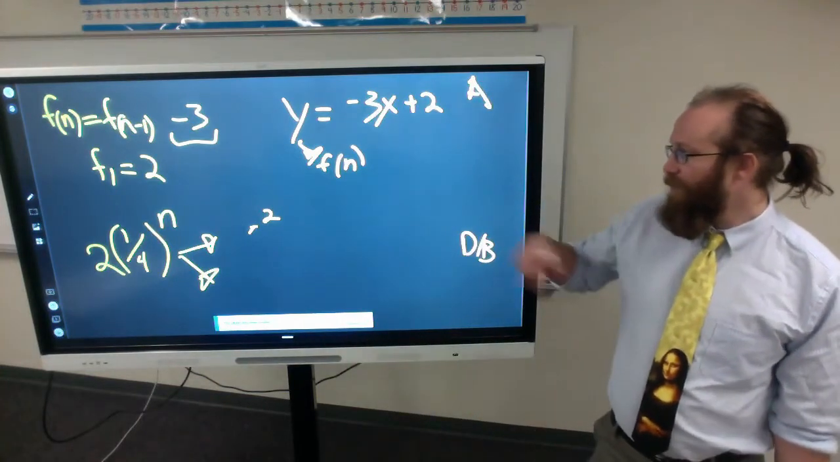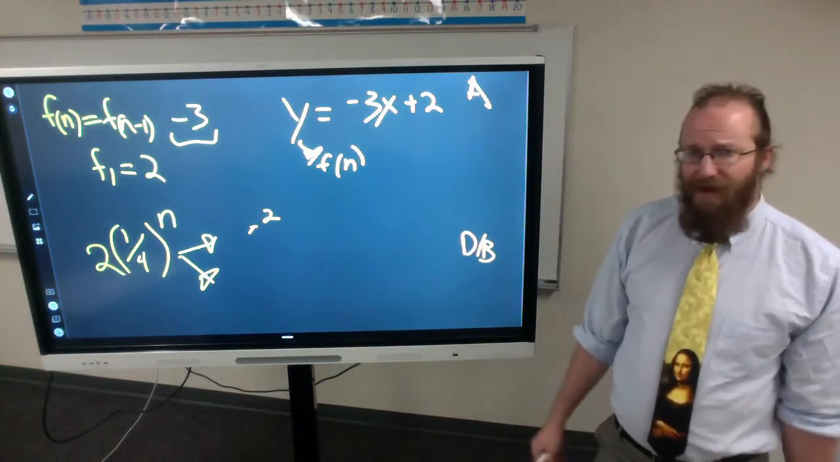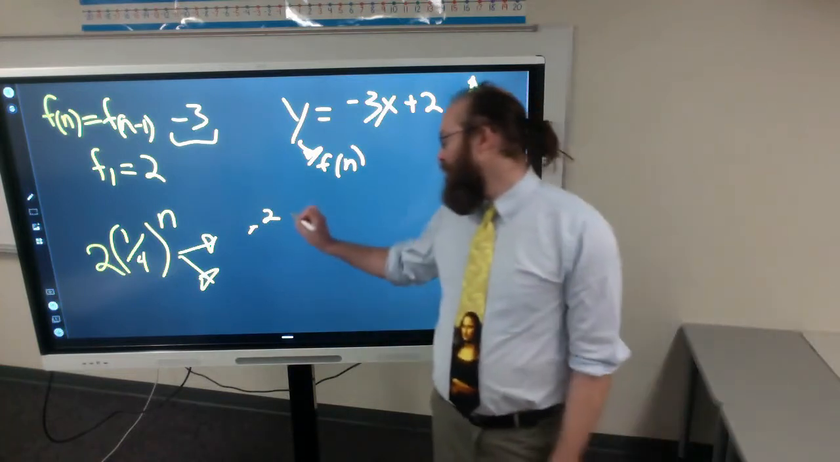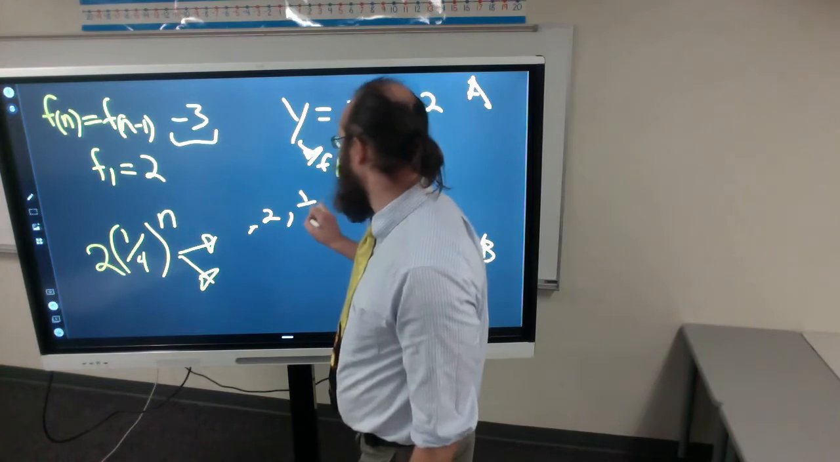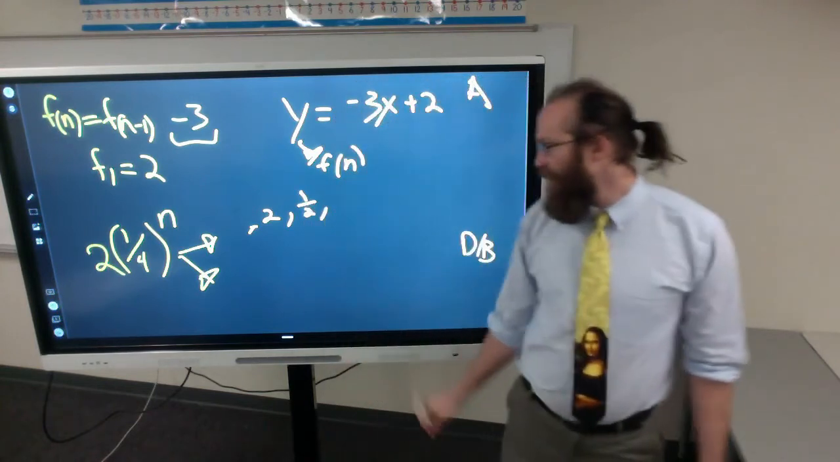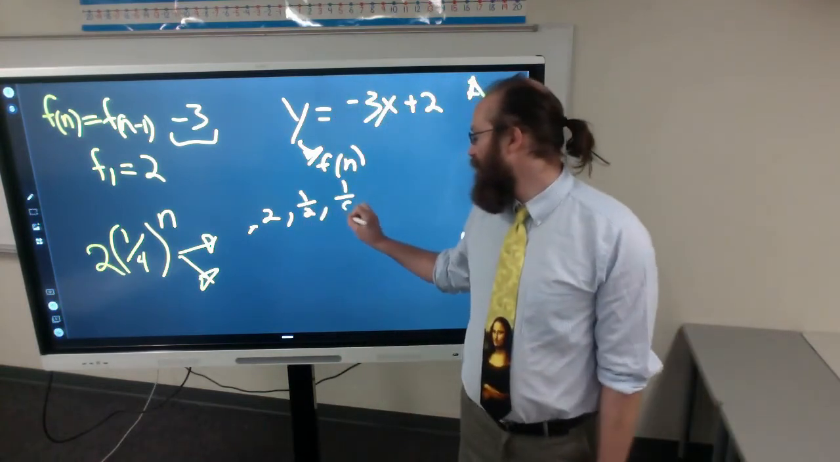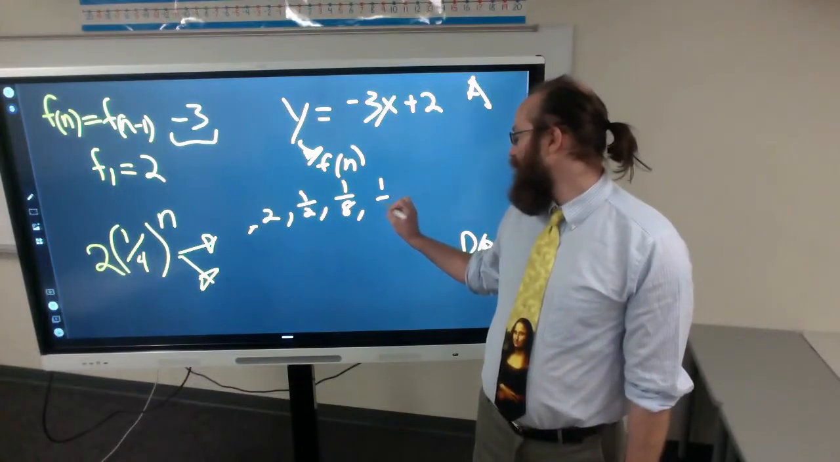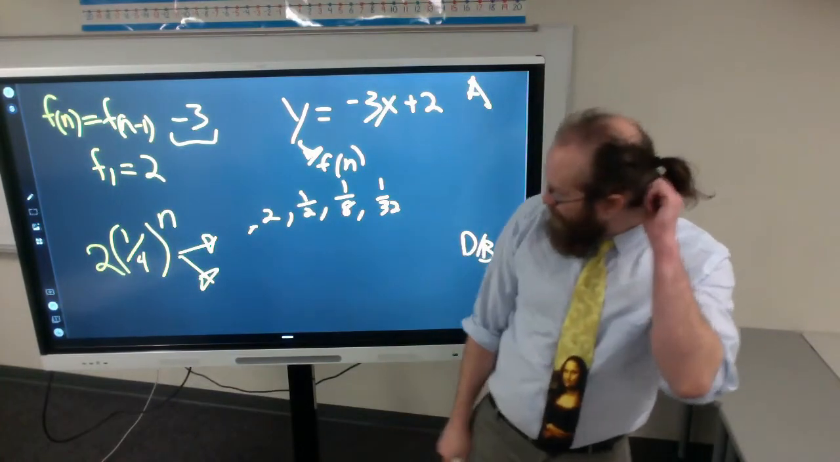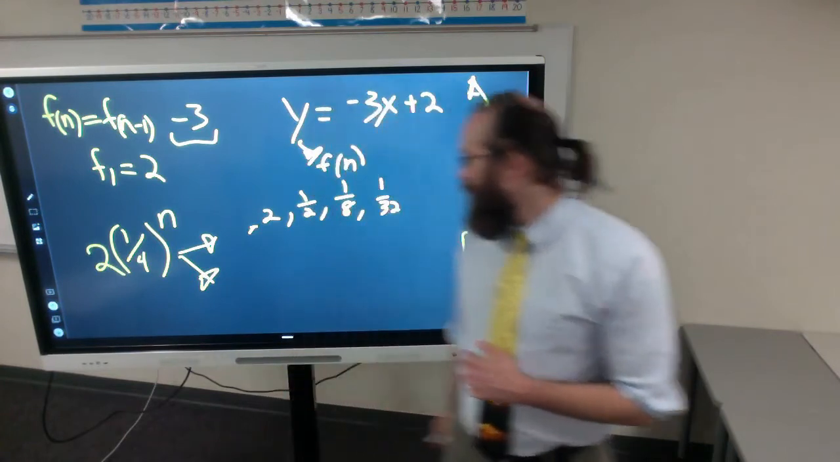Our second step would be 1/4 raised to the first power, which would be 1/4, which would be 1/2. And it goes down from there. After that, 1/8 and 1/32, right? Because it's going down by 1/4 every time.